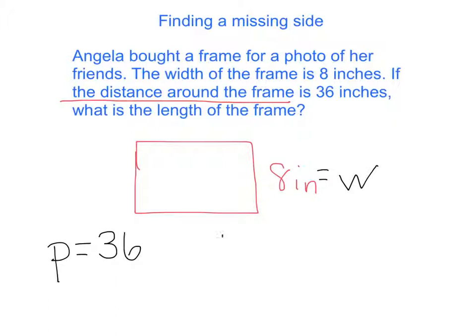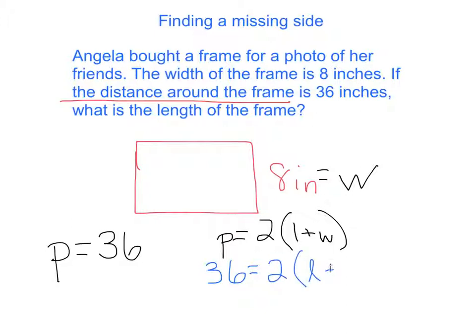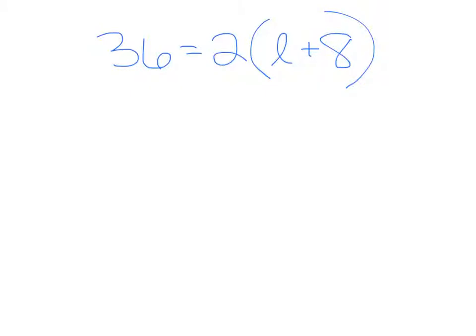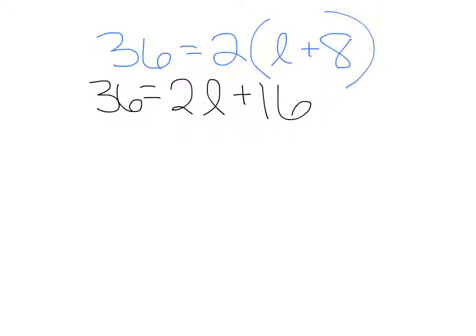So let's take a look at our formula. P equals 2 times the length plus the width. We know P is 36. We do not know the length, but we know the width is 8. So now you have to use the two-step equations like we did in the last section to solve this problem. So your first step is to multiply everything in the parentheses by 2. So we have 36 equals 2L plus 2 times 8 is 16.